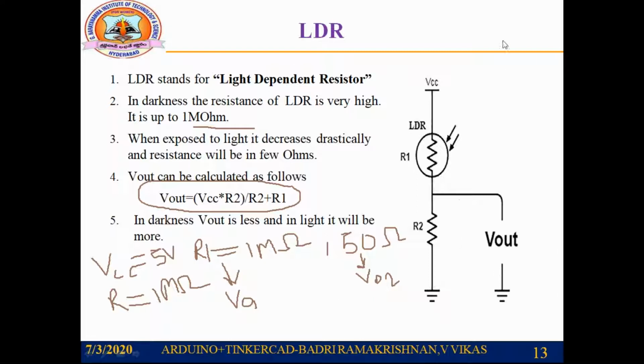Like you have observed, when light is available, as I told, the resistance will be less. When light is not there, resistance will be high. So with those two things, we can say when light is available, this output will be high, but when light is not available, voltage will be less. Is it correct? The same thing we'll try observing by connecting LDR to Arduino.